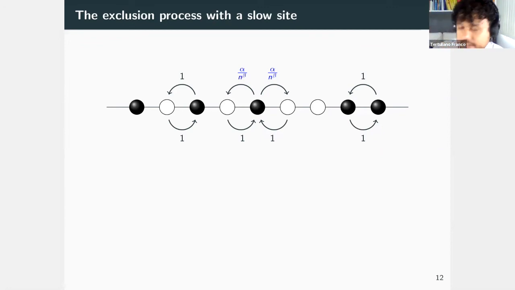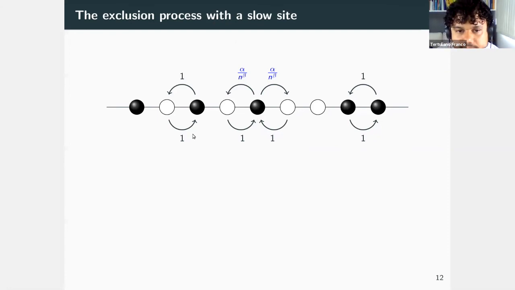In this case, the invariant measure concentrates probability. This special site is almost all the time occupied. It remains occupied for almost all times as n goes to infinity. So it's a trap. The behavior here is completely different. The definition is almost the same, but the behavior is completely different. It's a trap.